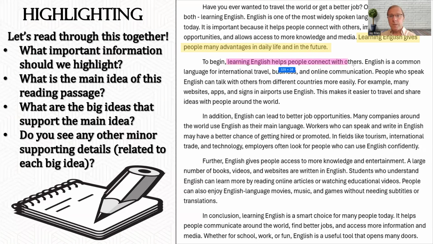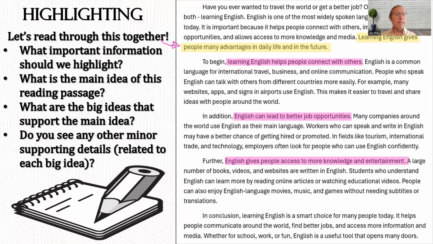Here, learning English helps people to connect with others. It can lead to better job opportunities. And it gives people access to knowledge and entertainment. So, all of those things are bigger ideas that support our main idea. So, if I were going to highlight this text, I would ask myself, okay, what's the main idea? What is the author arguing here? Or another question I could ask is, what is the thesis statement?